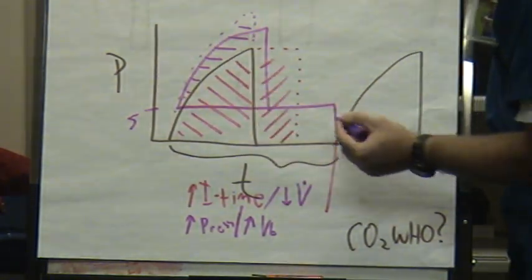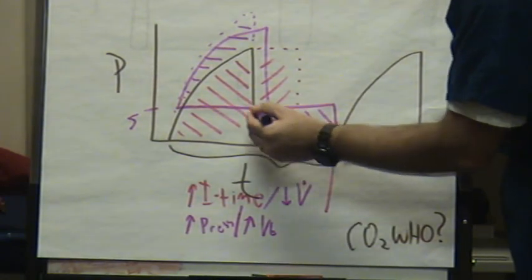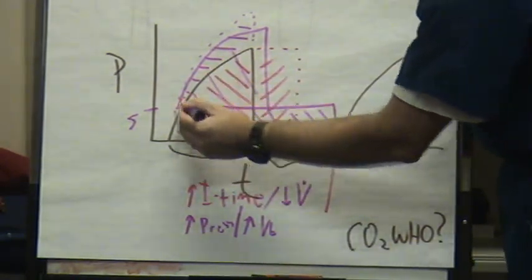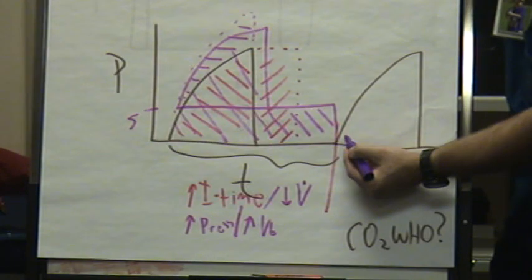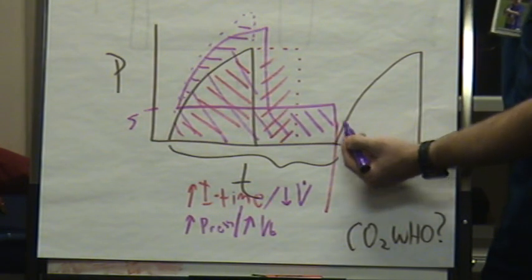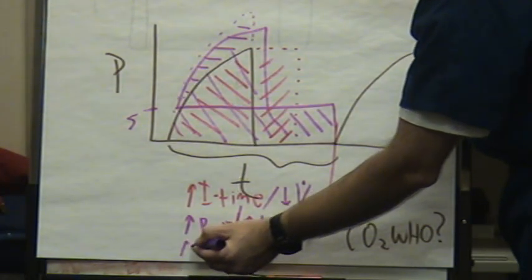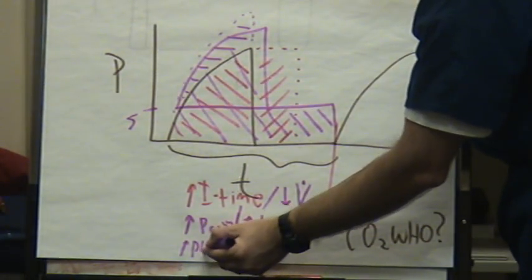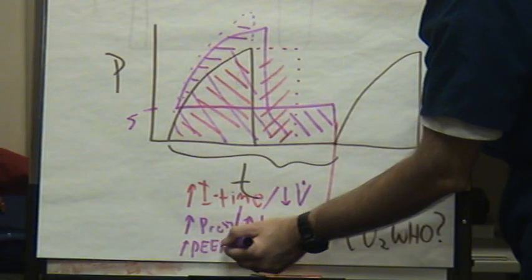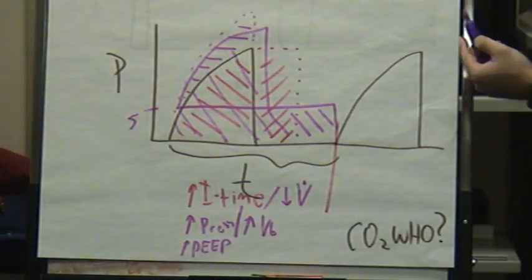You with me on that? See what I've gained? And remember I told you the definition is from the beginning of one breath to the beginning of the next. So you gain this as well with PEEP. That's why PEEP is the greatest contributor to mean airway pressure out of all these factors. So I can increase PEEP. That's a popular one. We like to increase PEEP a lot for oxygenation.